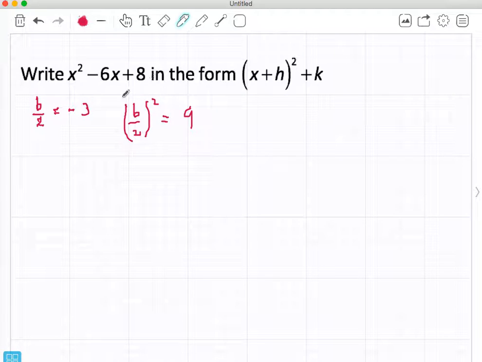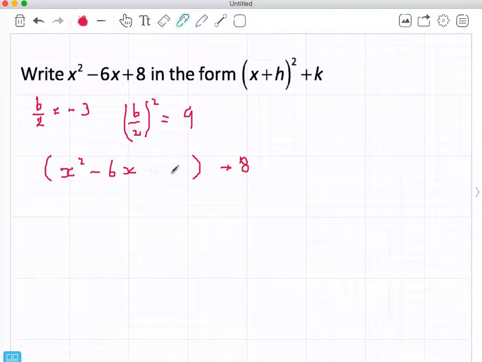Now I'm going to rewrite this, but with a nice bracket for the first two parts. So I'm going to put those in a bracket, and I'm going to leave a bit of a space here and put the 8 outside the bracket.